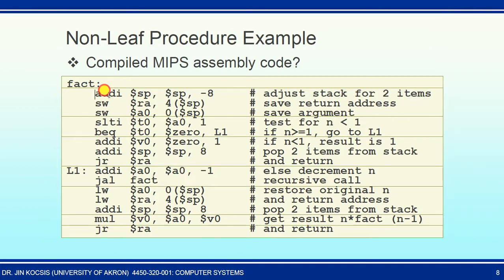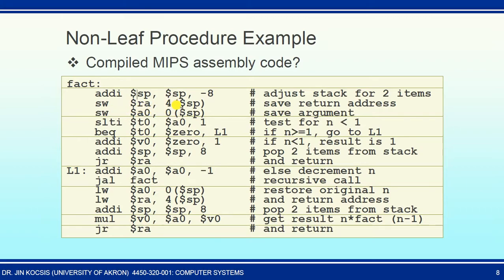Therefore, you can see these three lines, right? Basically, I need to adjust the value of the stack pointer in order to make sure I will have two empty word spaces in the stack to store the original values of RA and A0. Therefore, I need to adjust the stack pointer by -8, because one word takes 4 spots, two words take 8 spots.